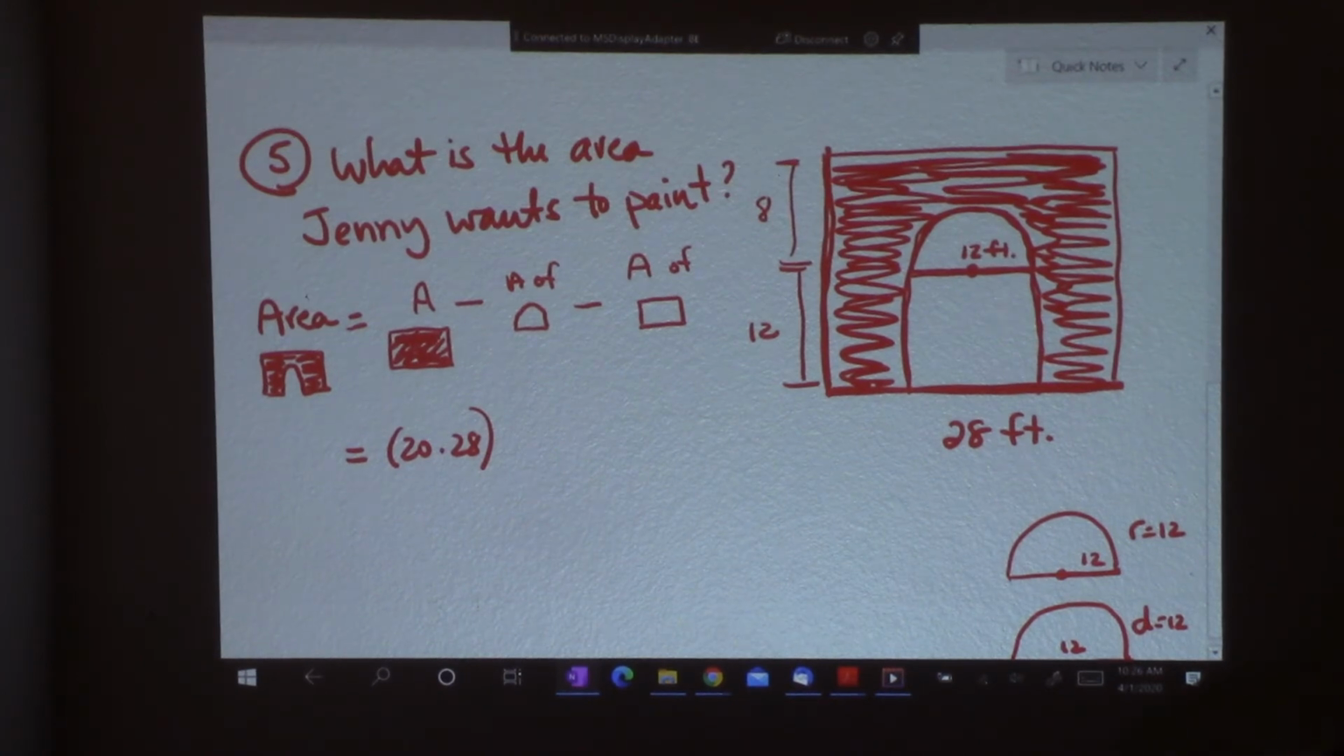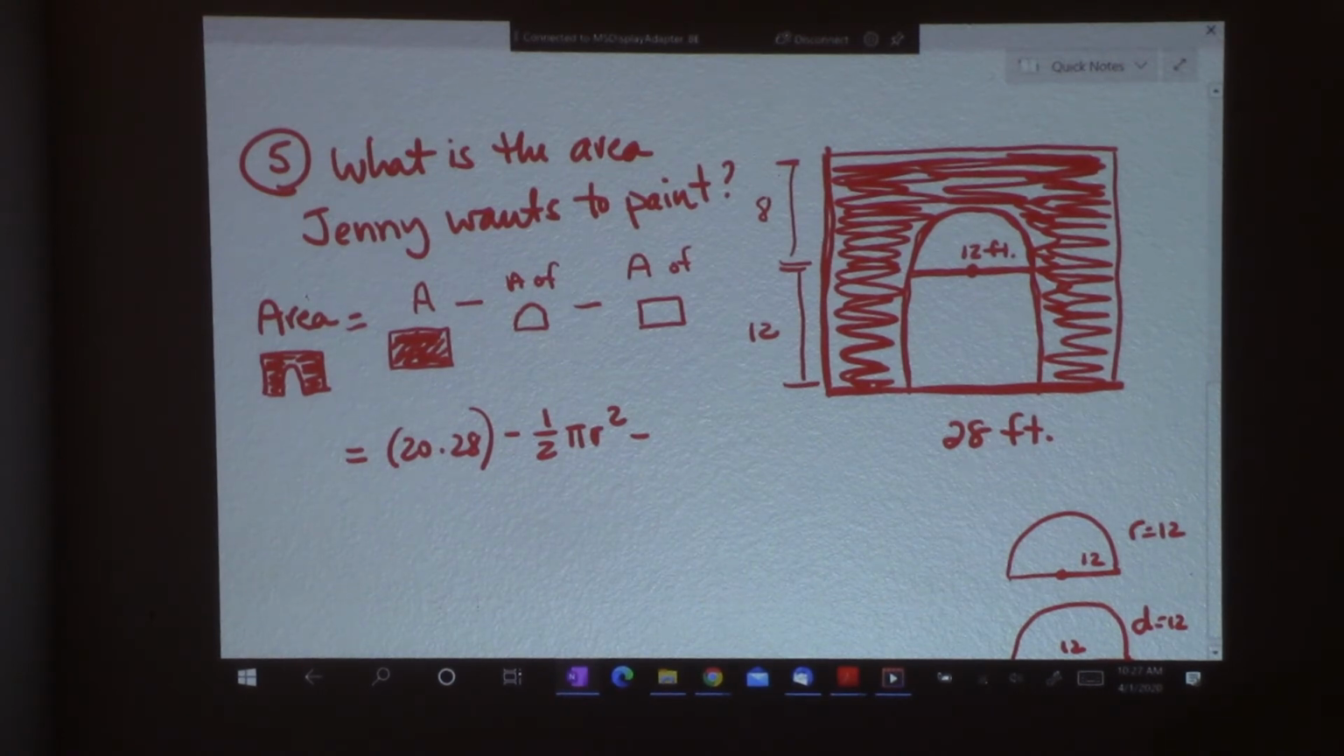Now the area of the semicircle, let's talk about that for a minute. The area of a circle is pi r squared. A semicircle is going to be half as much. So I'm going to subtract half of pi r squared. I'm just going to put that in there for now, the formula.